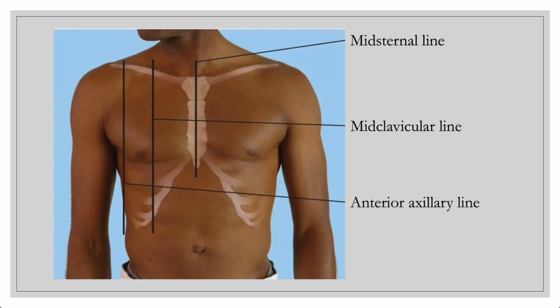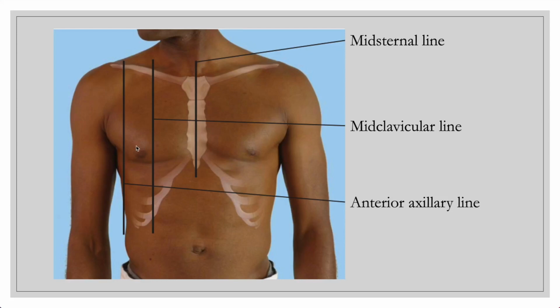Now let's come to the real picture. So we are good with that: this is the sternum, these are the clavicles, and these are the costal margins. Look at this. I'm sure everybody can say very clearly it passes through the middle of the clavicle, so we call it the mid-clavicular line. And this one, the middle of the sternum, we call the mid-sternal line.